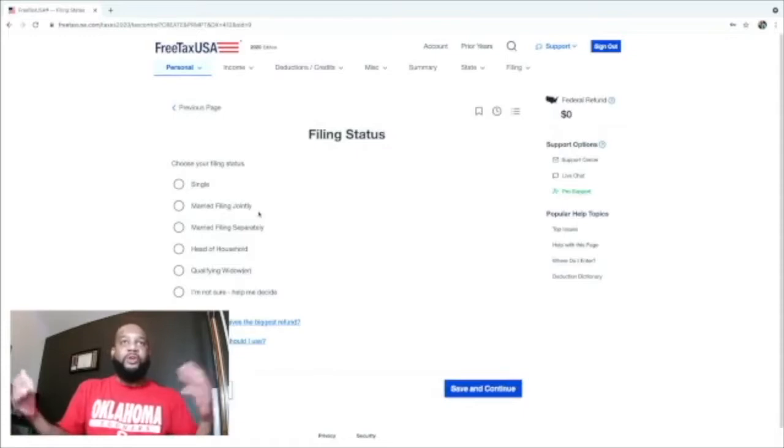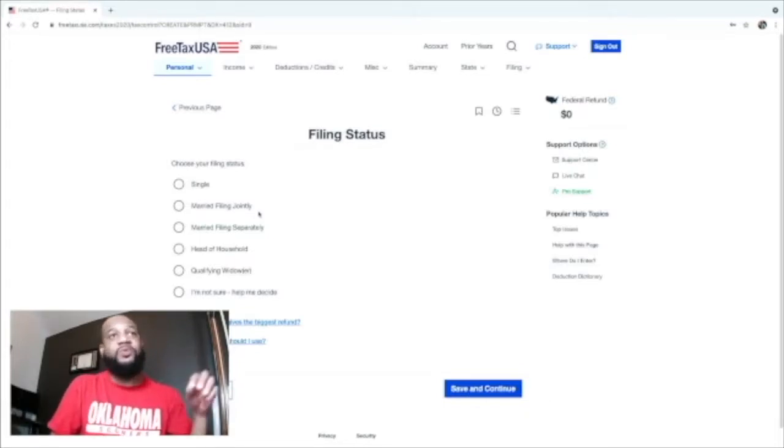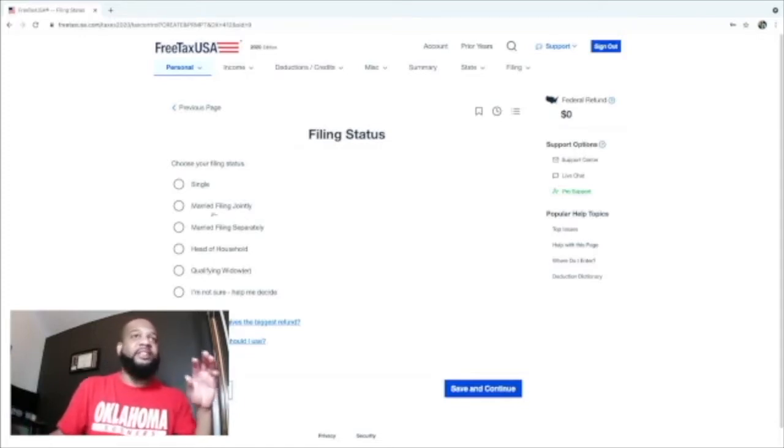Alright, so this is where you would enter in your filing status: single, married filing jointly, married filing separately, head of household, qualifying widower. I'm not sure. If you're not sure, you definitely need to go hire a professional, okay? Alright, so where we at right now, for the sake of science, we're going to go with single, okay? Because I'm going to skip a lot of stuff that we don't really need to talk about, like dependents. We don't need to worry about dependents. That's the easiest thing to do, okay?